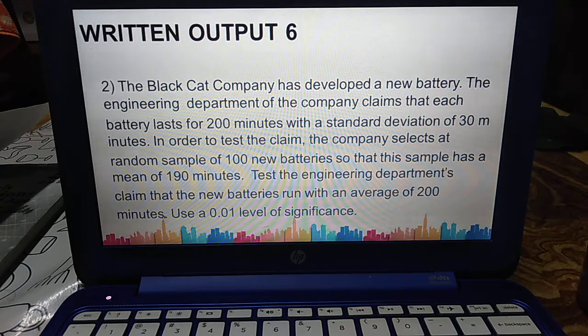So, you're now going to compare. Your null hypothesis will be what? Compare 200 minutes with 190 minutes. And from there, you can now solve the problem using the 6 steps that I gave you earlier.